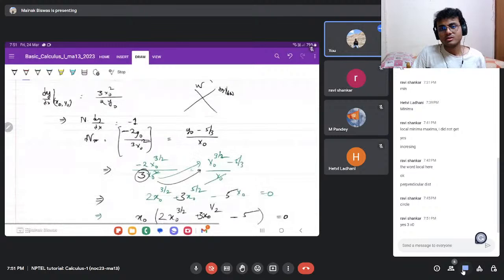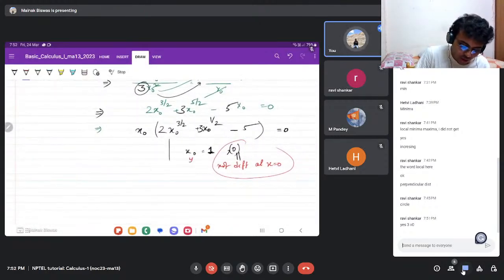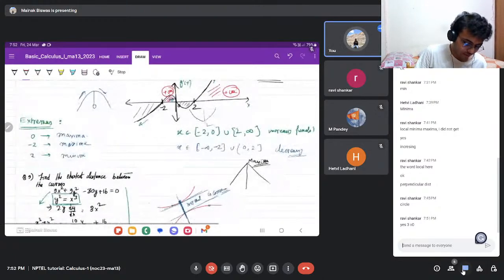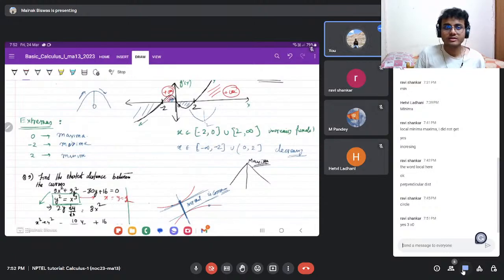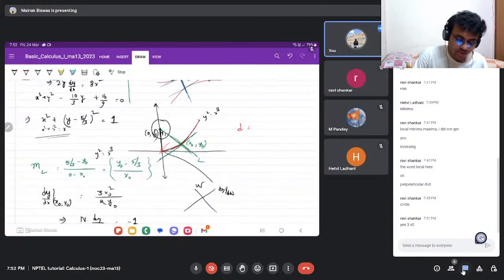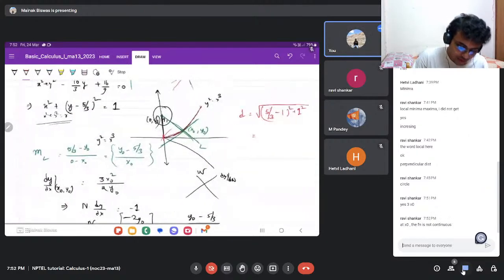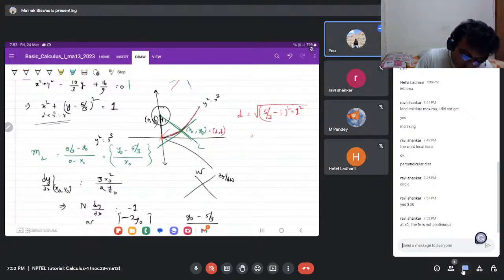Yes. Yeah, 3 was there, so correct. So your y naught is also 0 or 1. x is 0, 1, so y naught is also 1 from this equation. Agreed? Yes, sir. So what is the distance between the center and this? So distance is root over of 5 by 3 minus 1 squared plus 1 squared, right? Agreed? This turns out to be 1 comma 1.